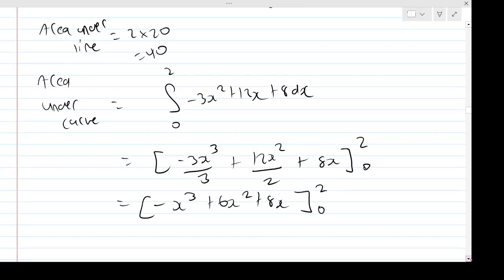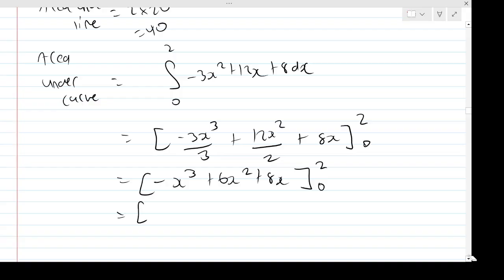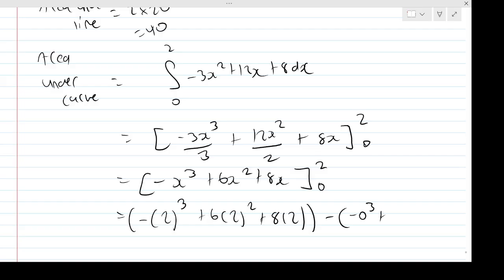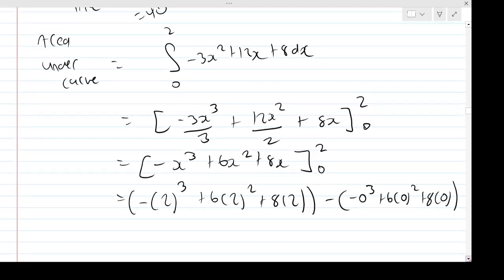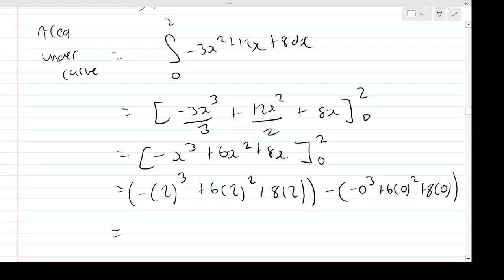Then we just plug in our limits, so that would be minus 2 cubed, add 6 lots of 2 squared, add 8 lots of 2, take away minus 0 cubed, add 6 lots of 0 squared, add 8 lots of 0. Okay. And so if I work that out, put that in the calculator, I get 32.